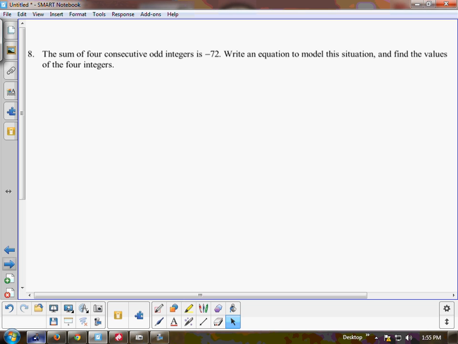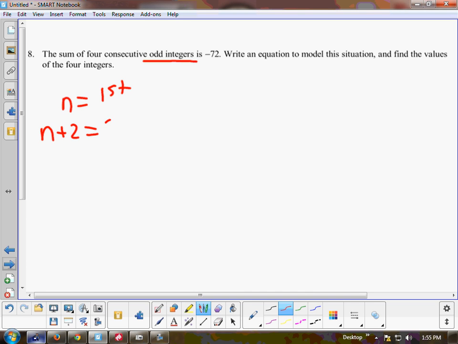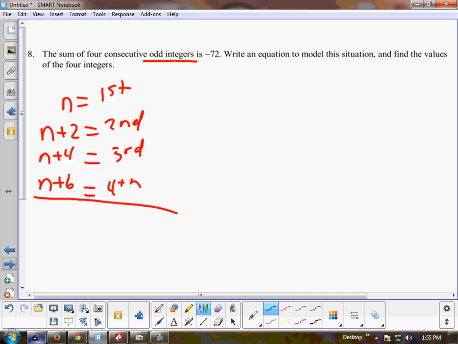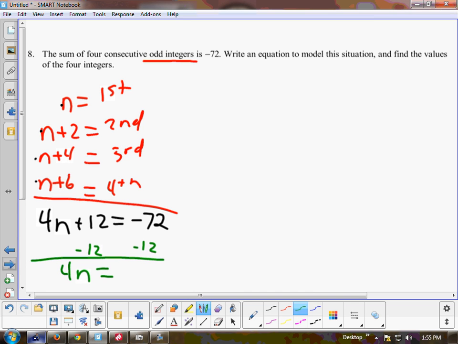Now we have the sum of 4 consecutive, but now it's odd integers, is -72. So n is still going to be our first, but to get to the next odd, we got to go n plus 2. That's the second. And then the third, and then the fourth will be n plus 4 and n plus 6. That's 4 integers, and we're going to add them up again. So there's 1, 2, 3, 4 n's, and we have 2 plus 4 plus 6, that's 12, and that's got to equal -72. And we're going to solve this for n, so subtract 12 from both sides. We're going to get 4n equals -84. Divide by 4.